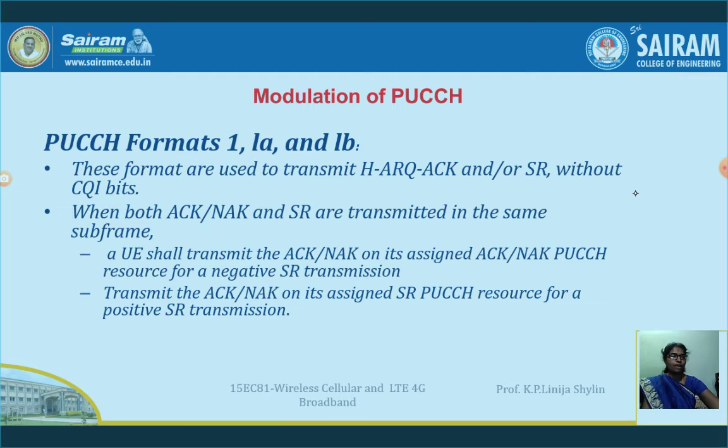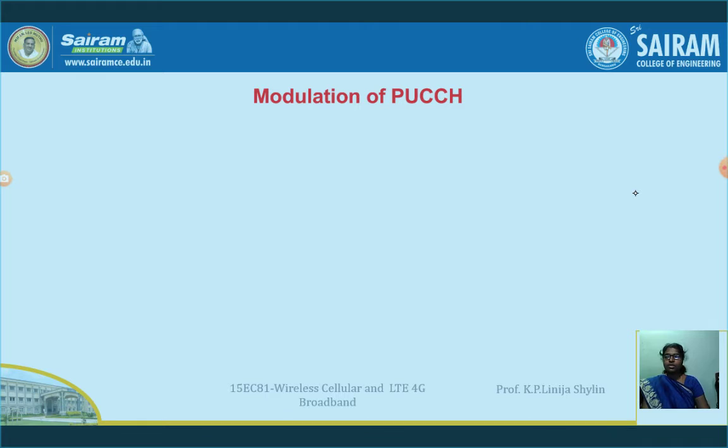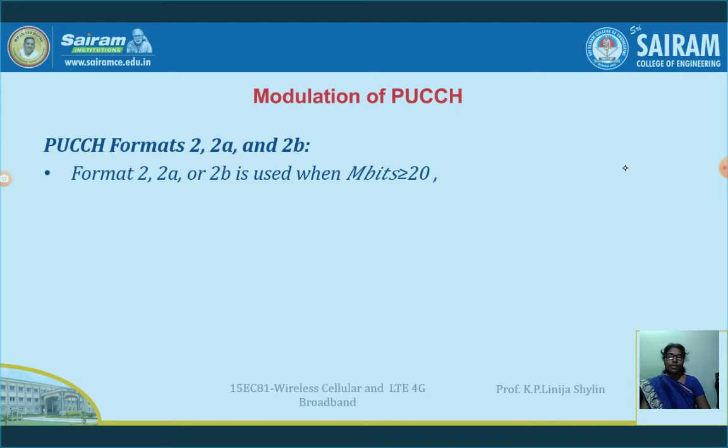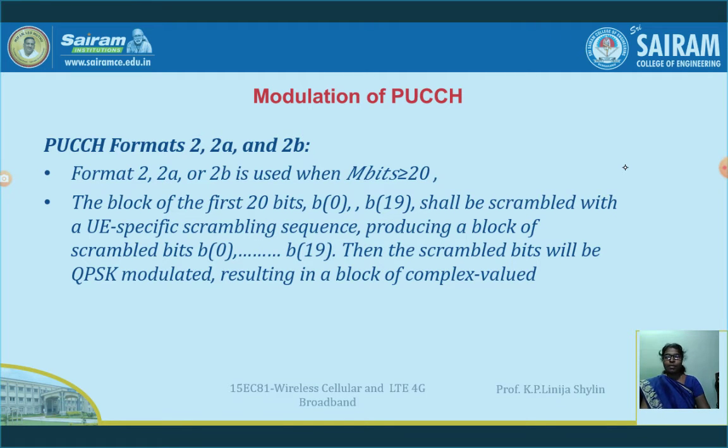Next we will see the formats 2A and 2B. These format types are used whenever the M bits is greater than or equal to 20. Here, the first 20 block bits are scrambled into b(0), b(1) up to b(19), and this scrambling is taken care of by a user specific scrambling sequence.